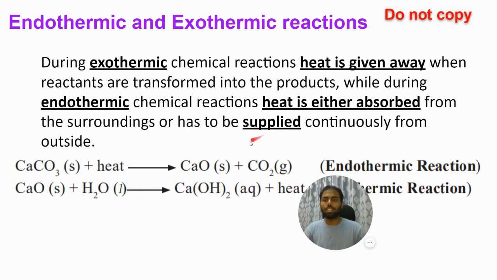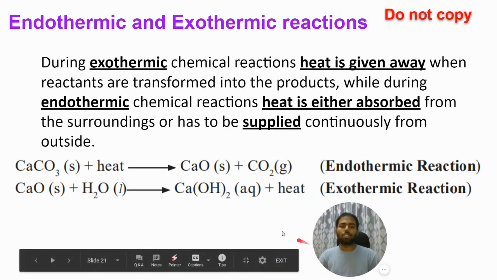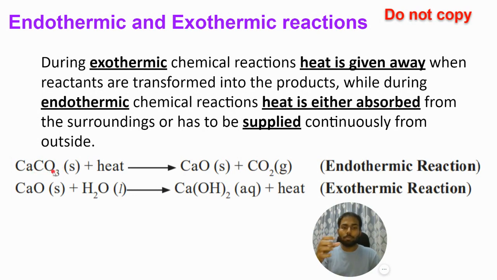Okay, so here you can see examples of endothermic and exothermic reactions. Okay, CaCO3 in a test tube, when we heated calcium carbonate, right. So we had to give it heat, right. So it is absorbing heat. Whichever is absorbing heat is called an endothermic chemical reaction. So we called this endothermic.